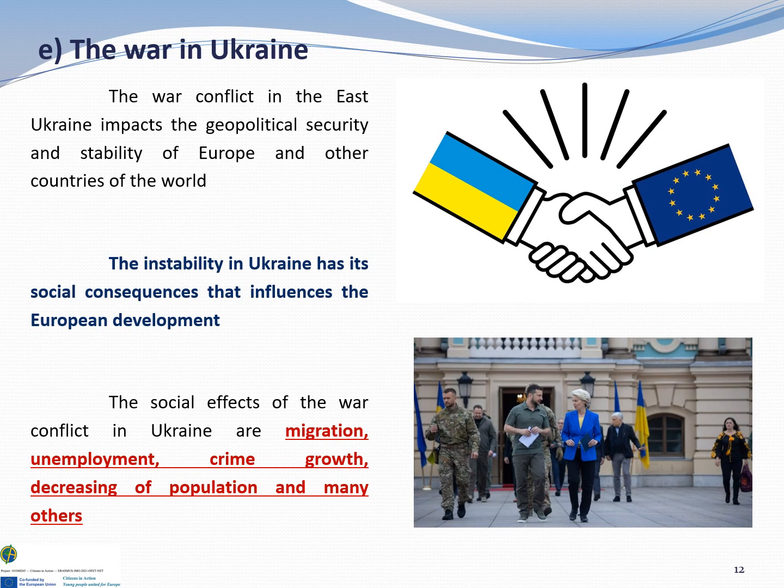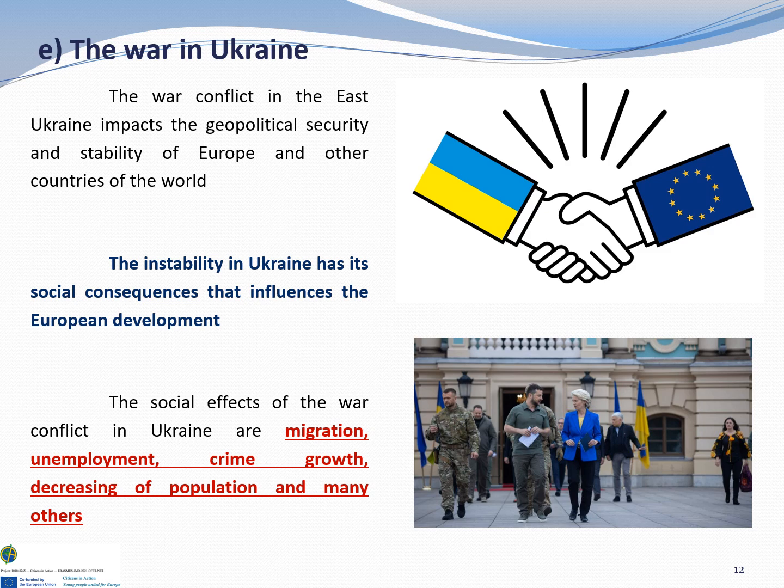The last event that we have to take into account is the tragedy that is still ongoing in Ukraine, the war in Ukraine. The war conflict in East Ukraine impacts the geopolitical security and stability of Europe and other countries in the world. So, there are global effects of the war conflict in Ukraine. And the instability in Ukraine has social consequences that influence European development.